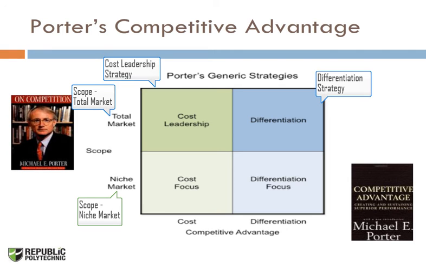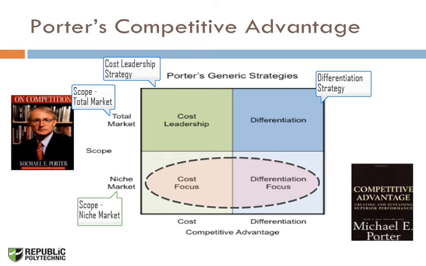The differentiation strategy creates competitive advantage by producing a product or service that is of greater value to the customer than competing products. The creation of this extra value could allow you to demand higher prices for your product. For example, a phone that has one more camera than your competitors is a form of differentiation strategy.